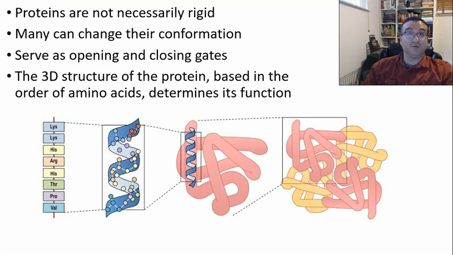Another thing about protein structure is that proteins are not necessarily rigid. Many can change their shape or their conformation. For example, proteins that serve as opening and closing gates on the membranes of cells need to change their shape. A theme to all life is that form fits function. In this case, the 3-dimensional structure of a protein, which is based in that order of amino acids, determines the job that it can do, or its function.